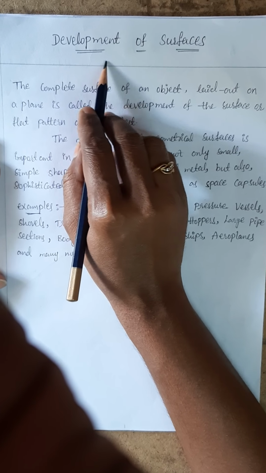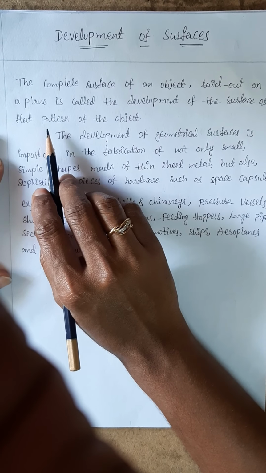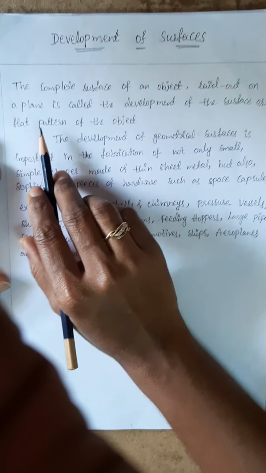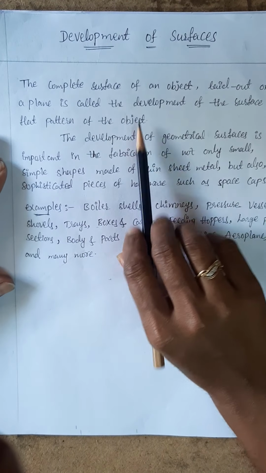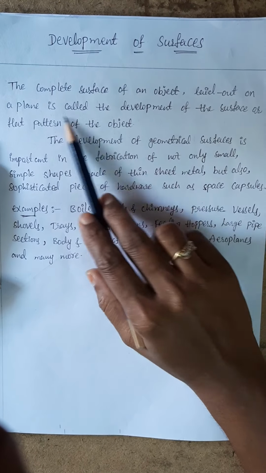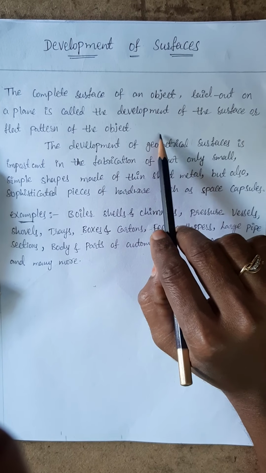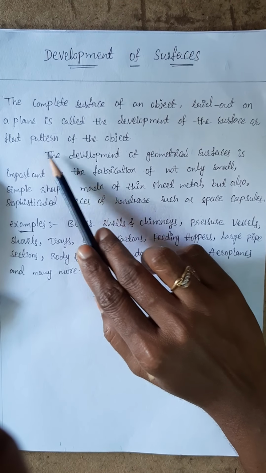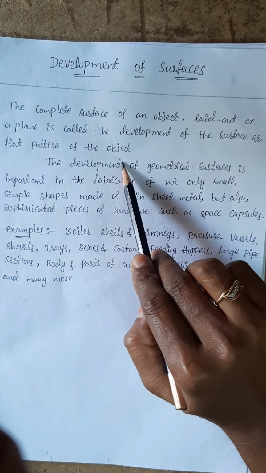My next topic is development of surfaces. What is development of surfaces? Definition: the complete surface of an object laid out on a plane is called the development of the surface or flat pattern of the object.